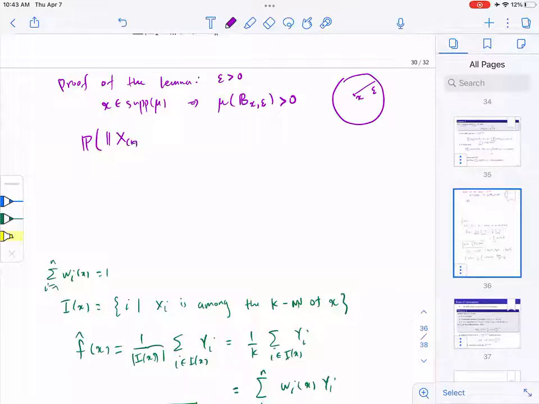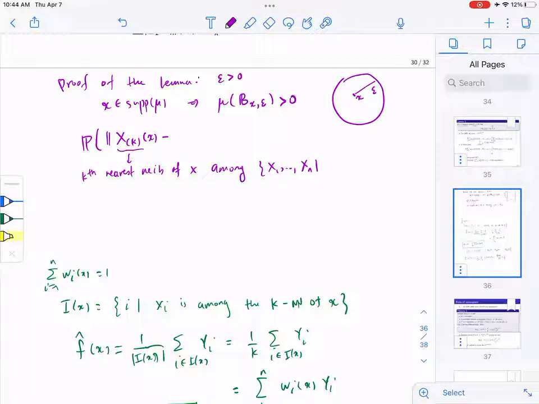So the kth nearest neighbor of x, there's an n as well. If you look at that book's notation, there is an n because this is the kth nearest neighbor among n training points. I'm dropping that n for simplicity. So that's why things are going to work in infinity. So this is the kth nearest neighbor of x among x1 up to xn. Okay, so n is there as the size.